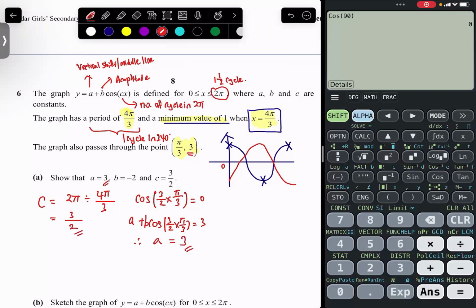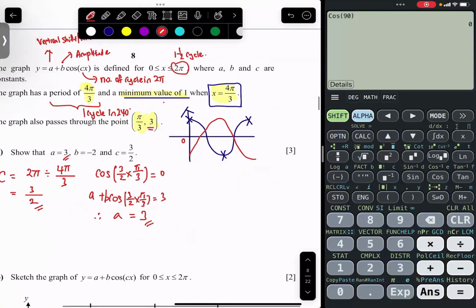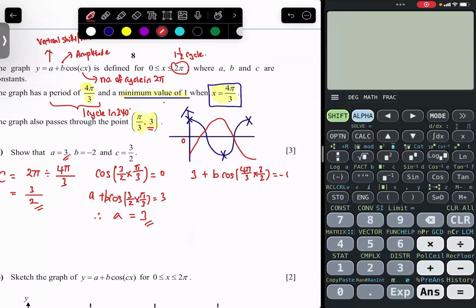Okay, now b must be equal to negative 2. Where did that come about? Because the minimum value is negative 1, right? So that means that when 3 plus b cos of 4π over 3 times 3 over 2 equals negative 1. Okay, so this cosine is supposed to be 1, right? So 3 plus b bracket 1 equals negative 1. So bringing the 3 over, b equals negative 4 over 2... so b equals negative 2. Yeah. All right. So sure.